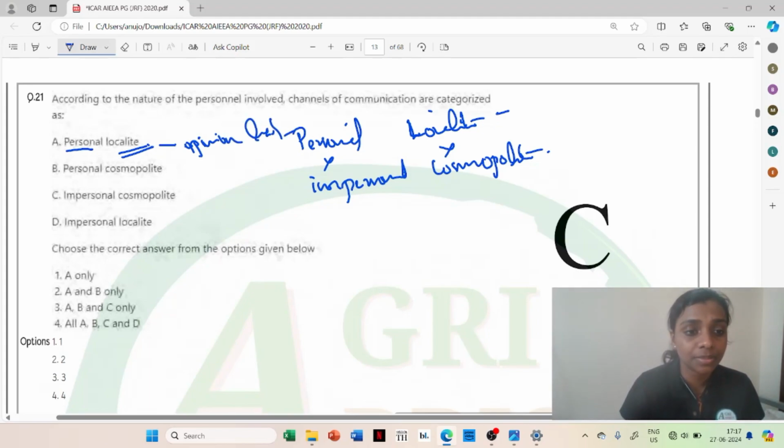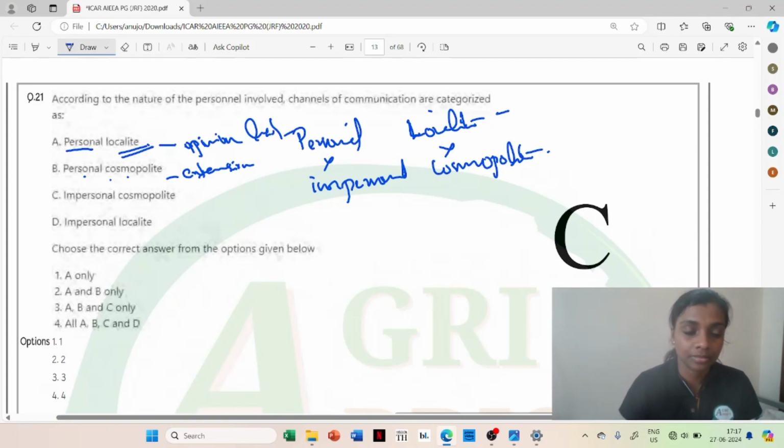The next one is personal cosmopolite. Personal cosmopolite means direct contact will come, but the person is from outside of the locality. Say, for example, extension agents. They are not from within the community, but still they will have a person to person contact with the people.